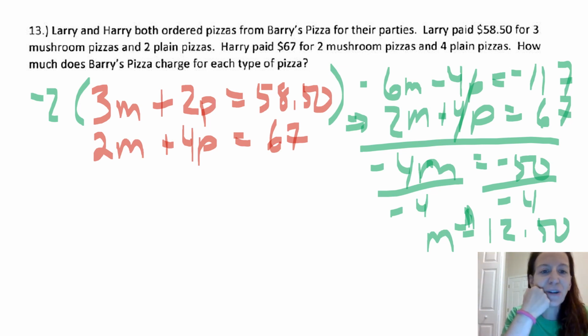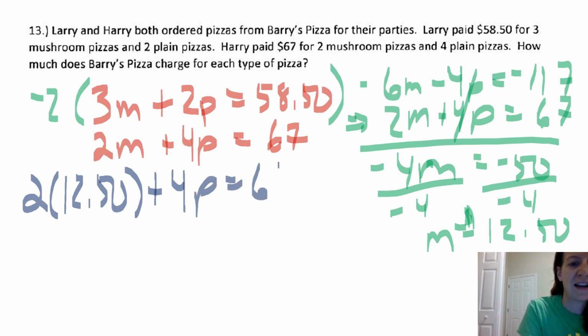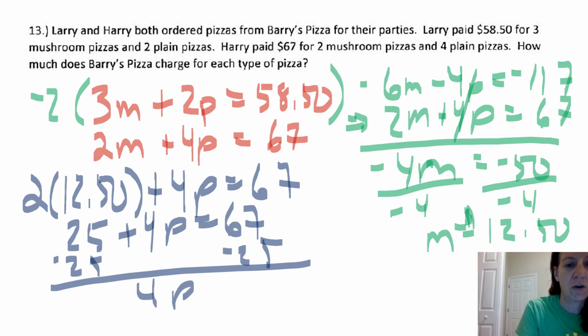All right, so there's the mushroom pizza, and then to find the cost for the plain pizza, let's go ahead. I'm going to plug it into the bottom equation because I'm not liking those decimals. So we're going to plug that one in. And 2 times 12 would be 24. And then we're going to have an extra $1 from the 50 cents tacked onto that. Subtract our 25. I just haven't bothered to change the highlighter on this. Hope that's not bothering anybody. What is that? 42?